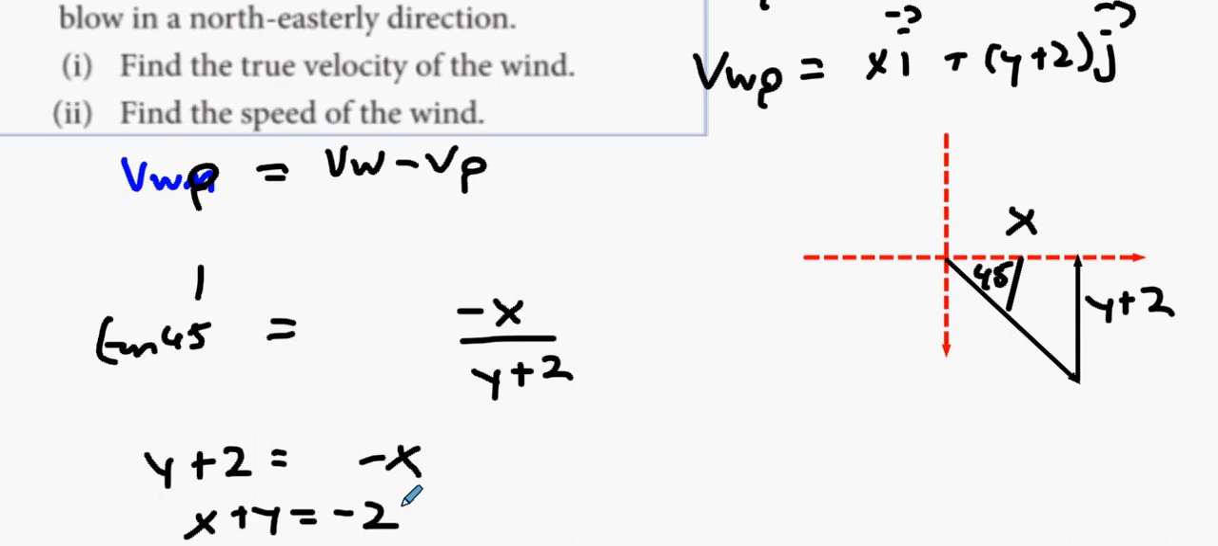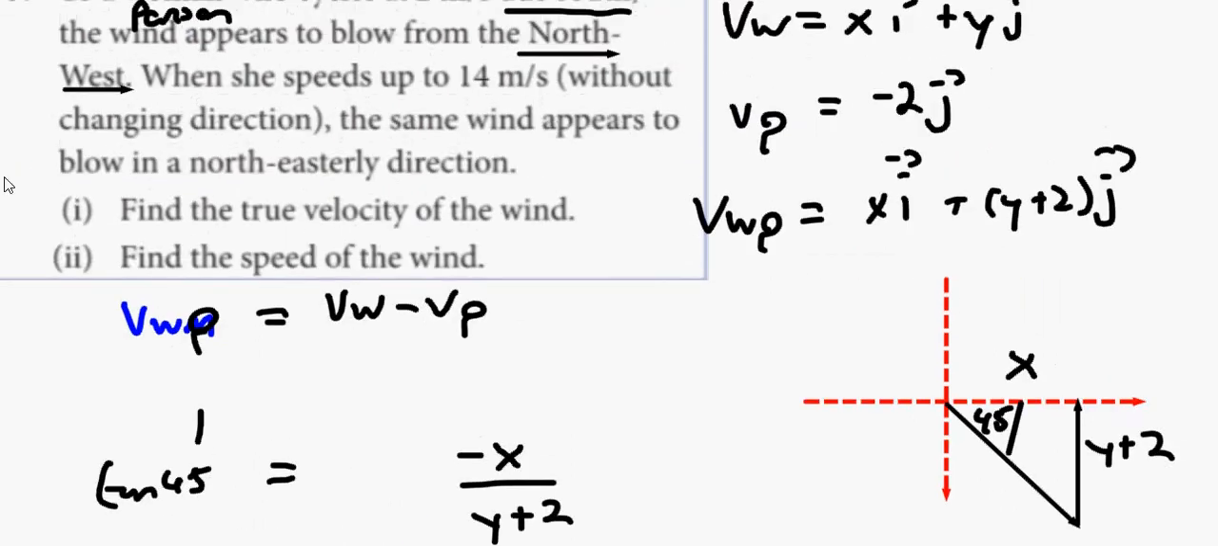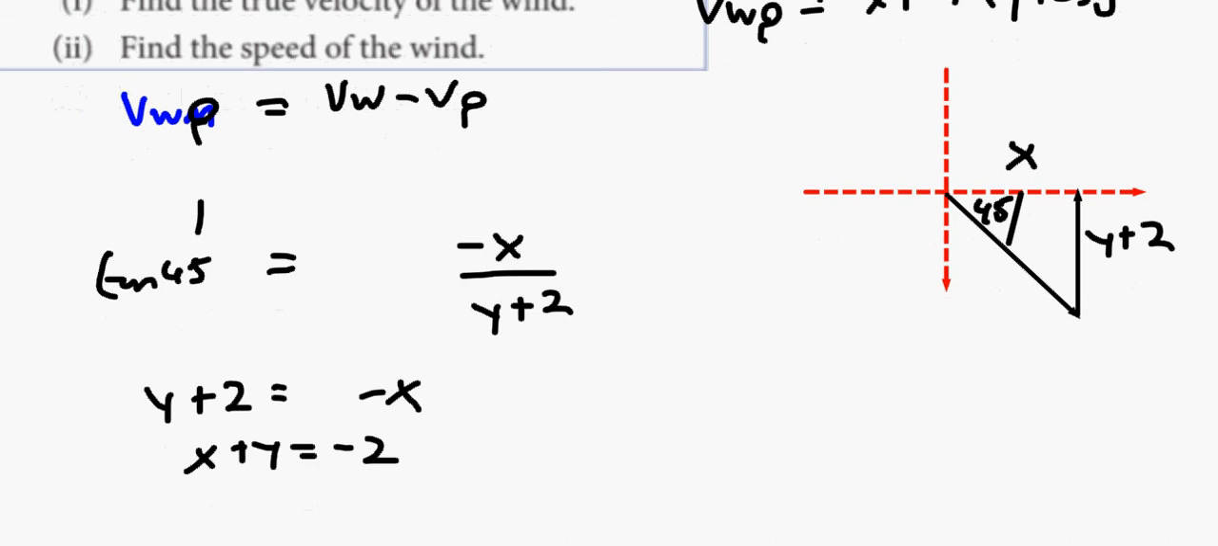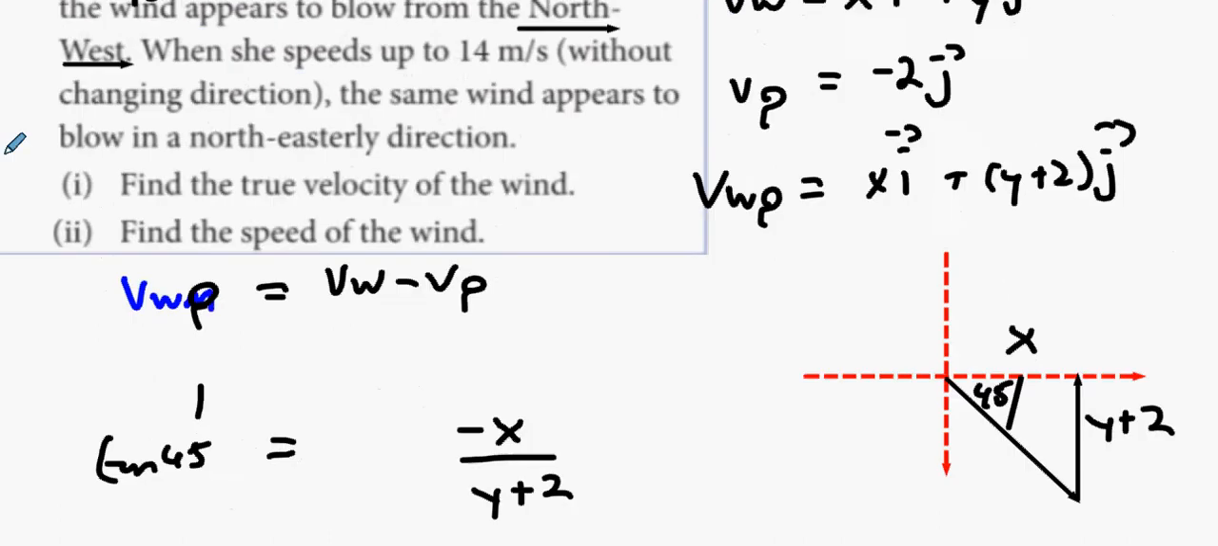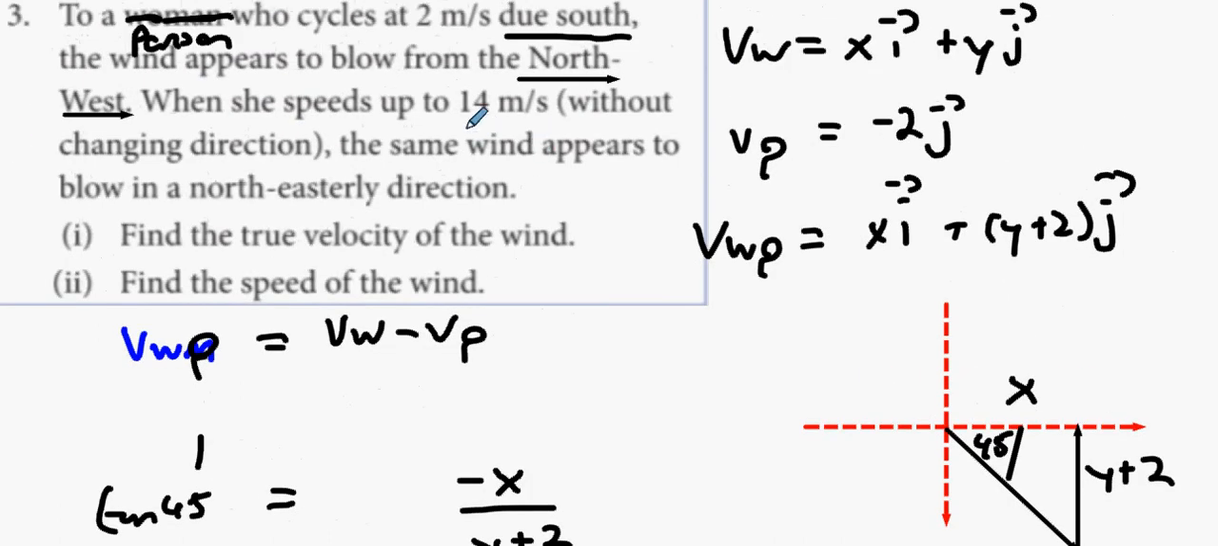Alright. Now, next thing we're going to do is scenario 2. So I've done scenario 1 and that's the equation that has resulted from it. Next we're going to go up and do scenario 2. Now what's the deal with scenario 2? Instead of minus 2, we're at minus 14. And our vWP is going to be not y plus 2, but it's going to be y plus 14.